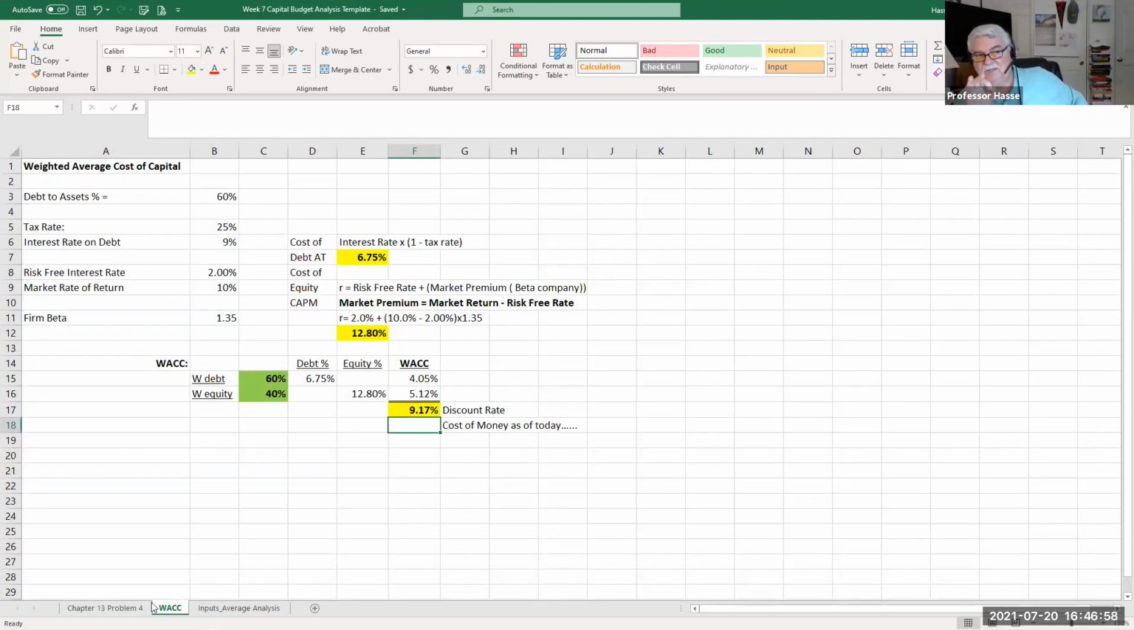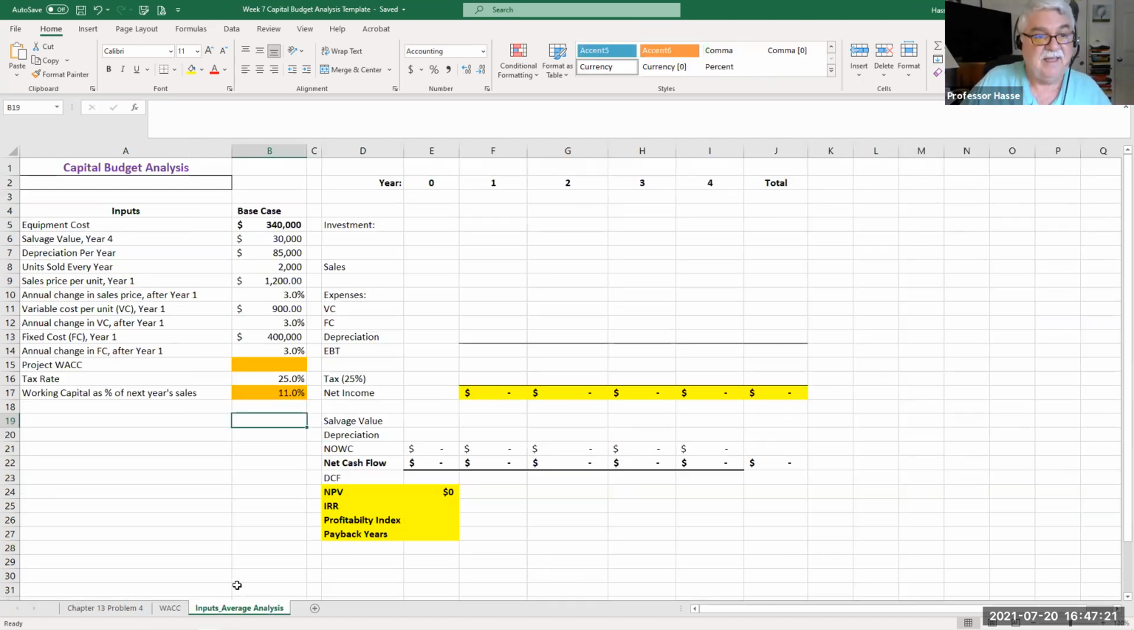And the terminology, market rate of return here, market premium in the prior problem, we have to take that market rate of return to determine the market premium. This is explained in chapter 12, but it's a little confusing. So that's why I wanted to spend a little bit of time on that. So now we take this 9.17% and go to this analysis in this tab.